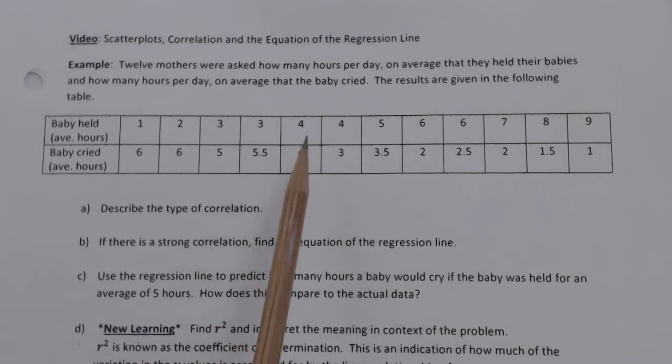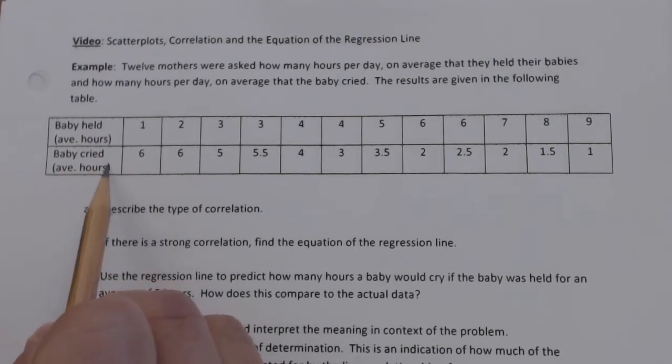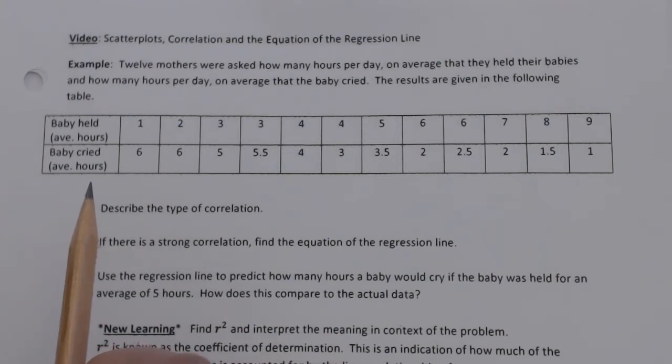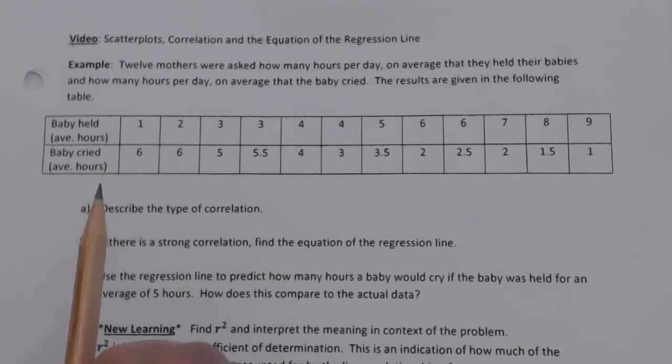And because we have quantitative data that's represented in quantities, we need to make a scatter plot. So first, let's define our variables: the baby held and baby cried. So we hold a baby, and hopefully when we hold a baby, it will cry not as much. That's what I hope when I hold my children.